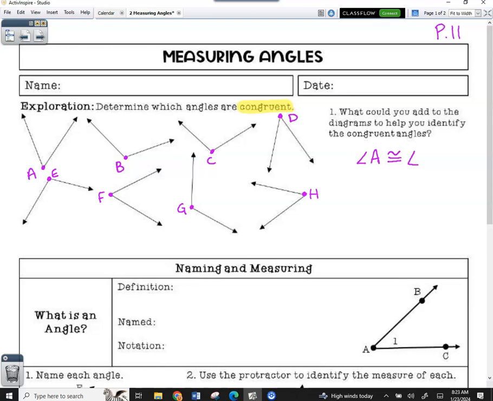Take a second. You have 8 angles total, so you should end up writing 4 lines here. Take a second, go through. Some of them are kind of easy, and then I came down to 2 pairs that are kind of like, okay, I'm not really sure, but we're going to go with this.